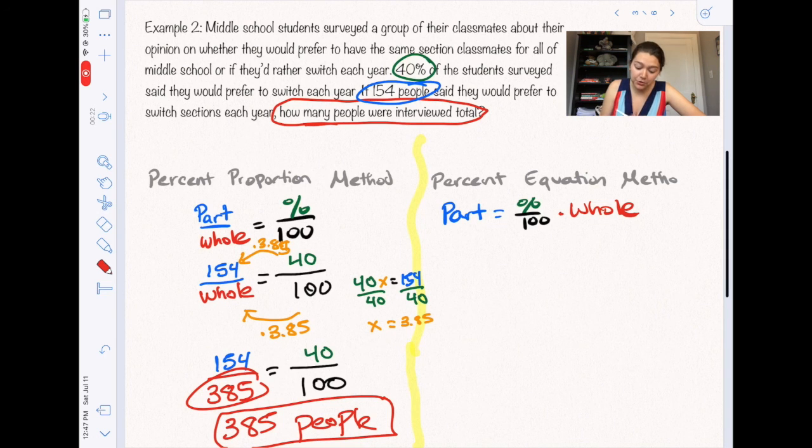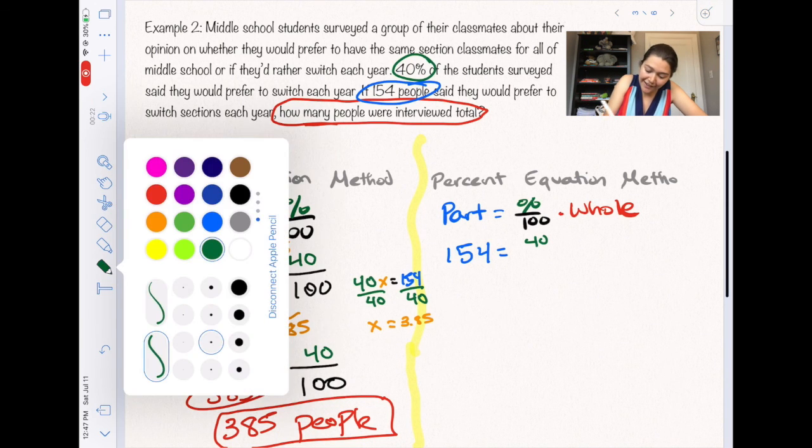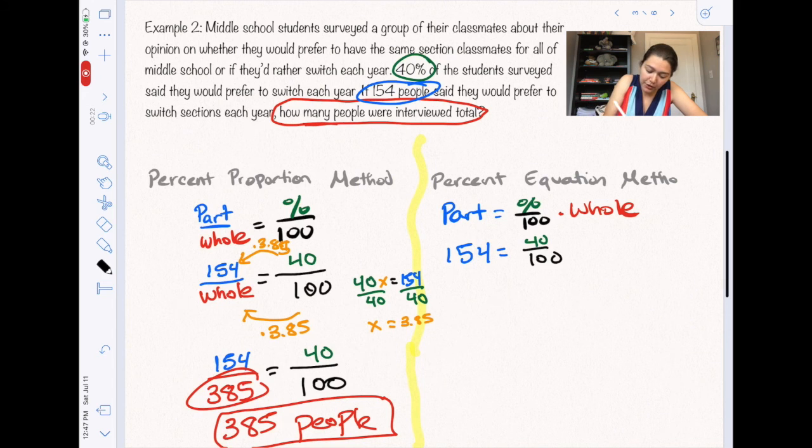So that is equal to 40 divided by 100, which means 40% of 385 people is equal to 154. And the way I just phrased it there is connecting to the percent equation. 154, that's my part, it's equal to 40% of my whole, which I just found out using the percent proportion is 385, but now let's do it here.